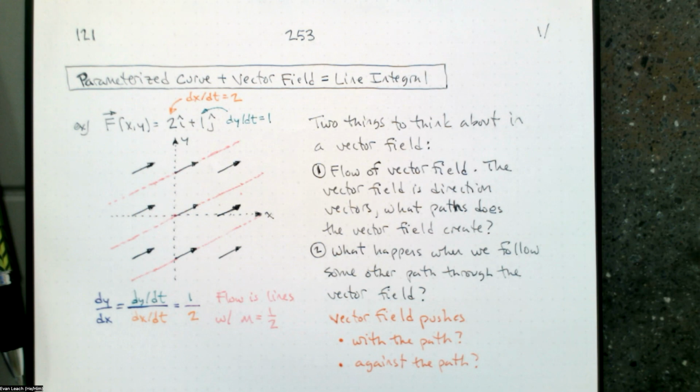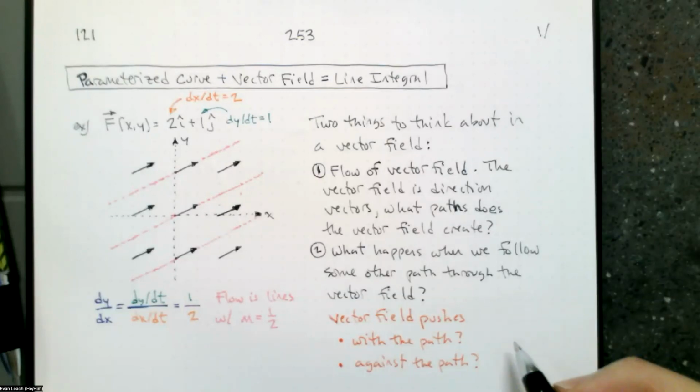We have lots of directions. We've got vectors going in all kinds of directions. So it's going to be a little bit of both. In the x direction, maybe it's pushing with, while in the y direction, it's pushing against. So that raises the question, how much is it helping or hurting? The other part of this question is, how much is it helping or hurting?